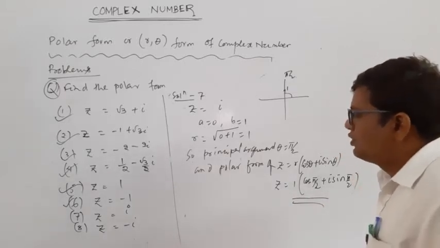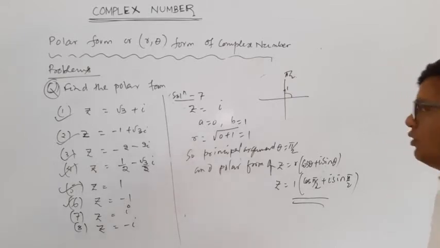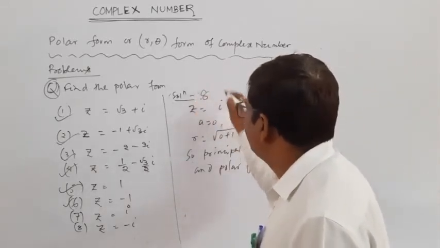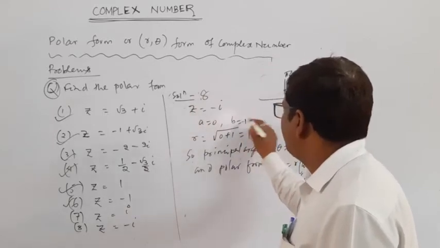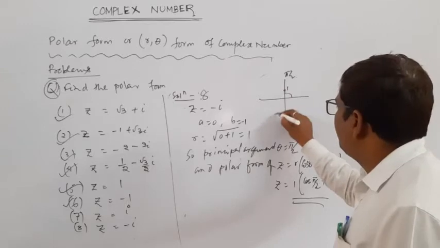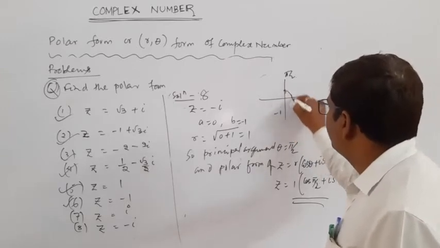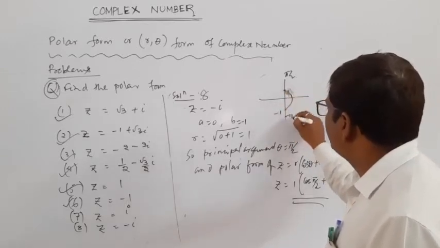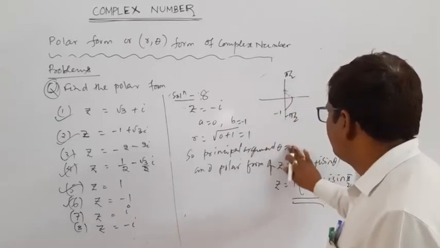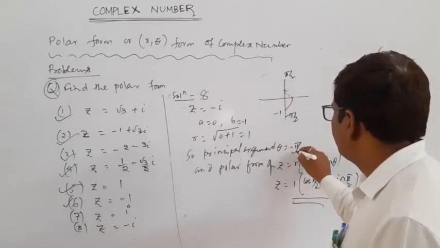Now solution of question number 8. This is minus i, this is minus 1 and this is 1, and the minus 1 is here. So this angle is minus pi by 2. So principal argument theta is equal to minus pi by 2.